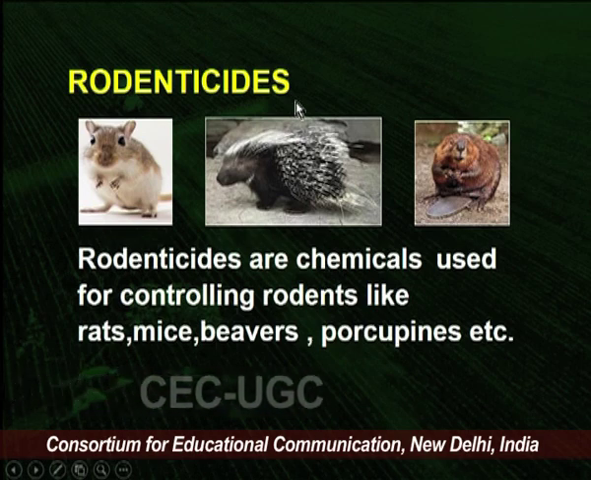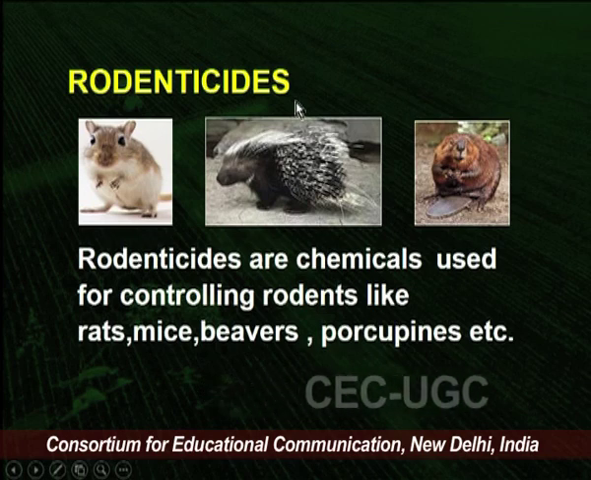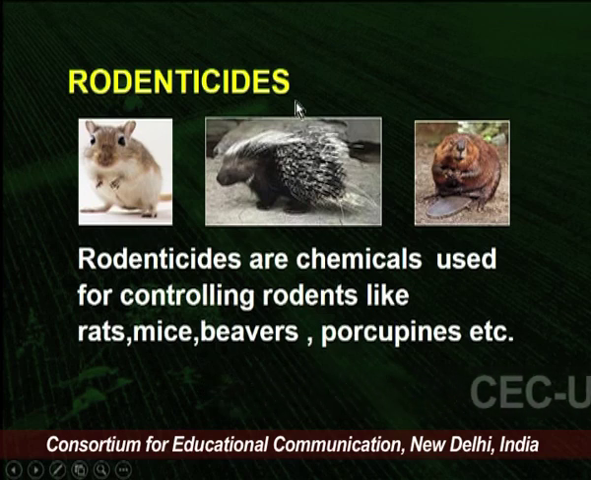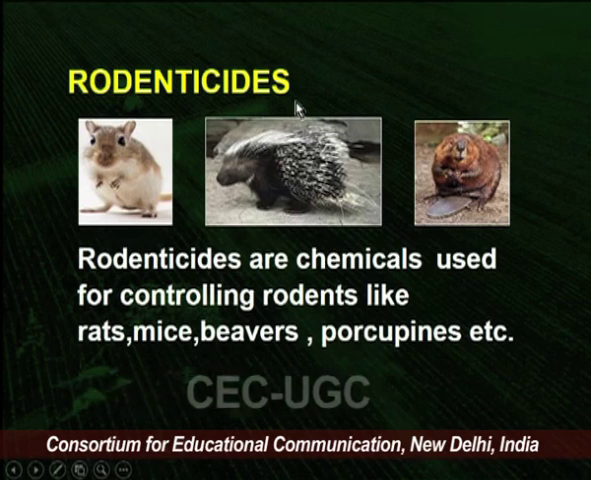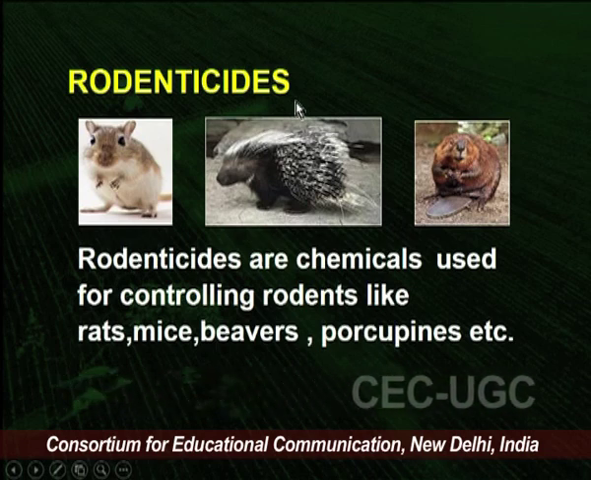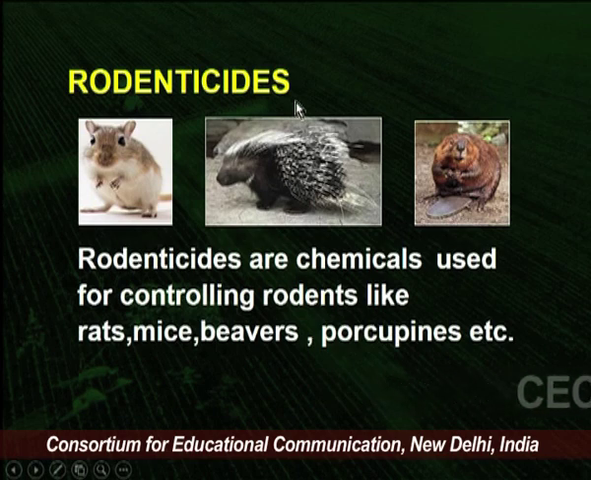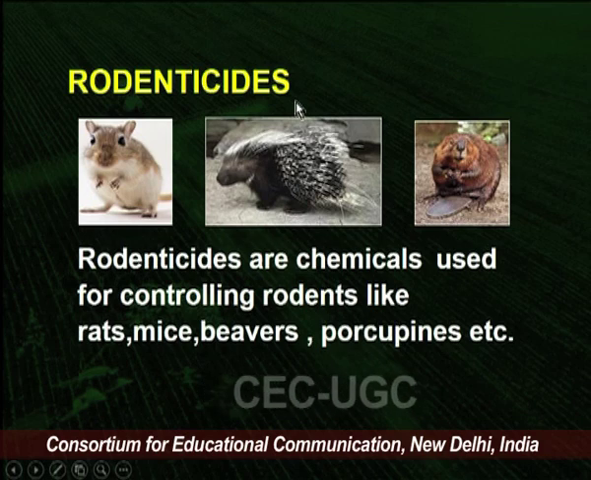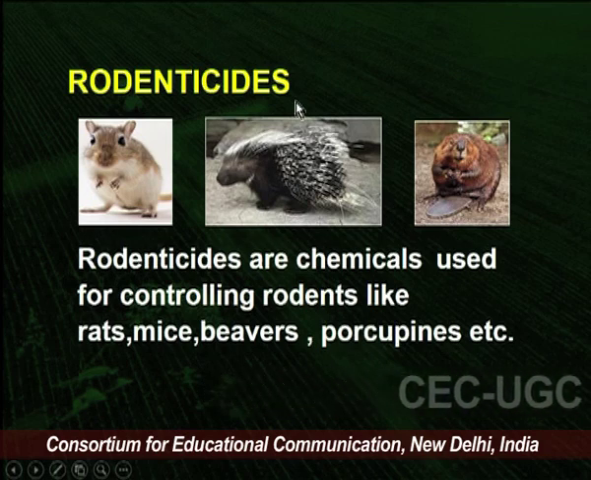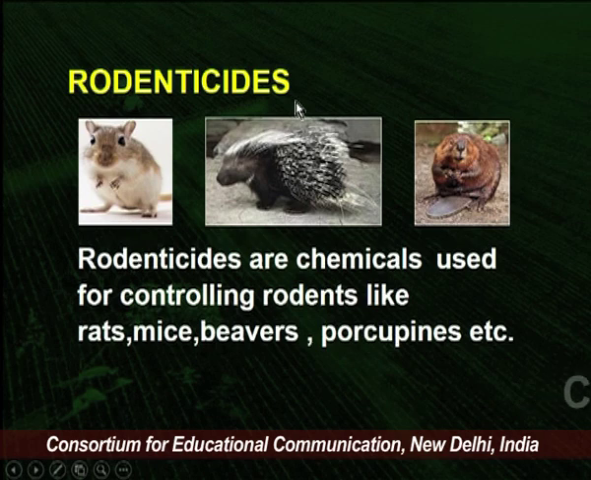Not only that, they destroy the crop, and in the houses they destroy several things. We are all aware of this destruction caused by the rodents. Now, rodents have to be eliminated, and the chemicals used to kill the rodents are known as rodenticides. Rodenticides basically control rats, mice, beavers, porcupines, etc.